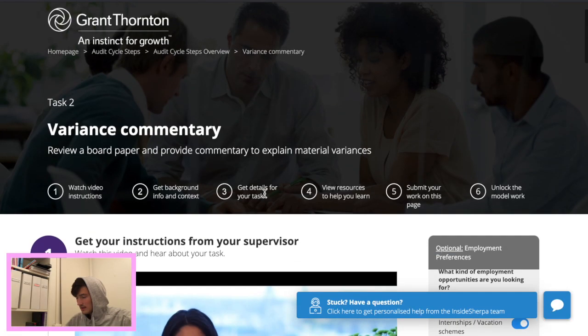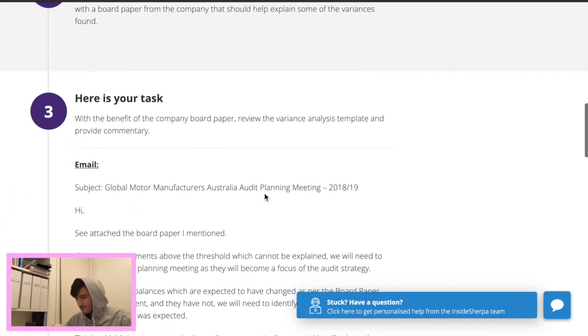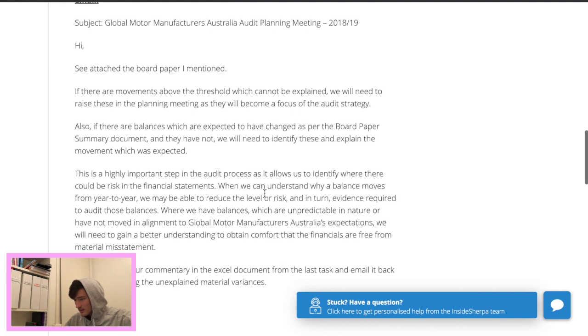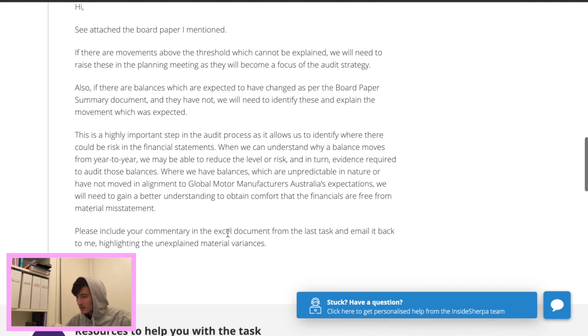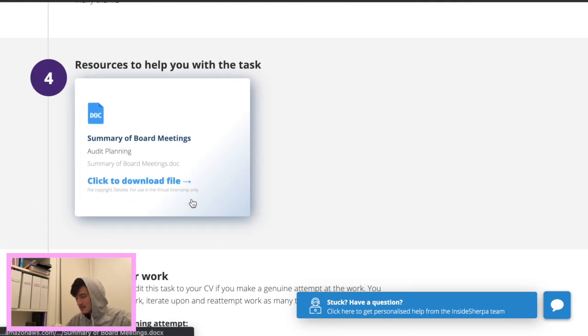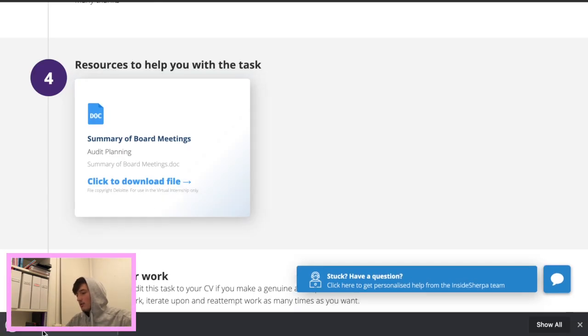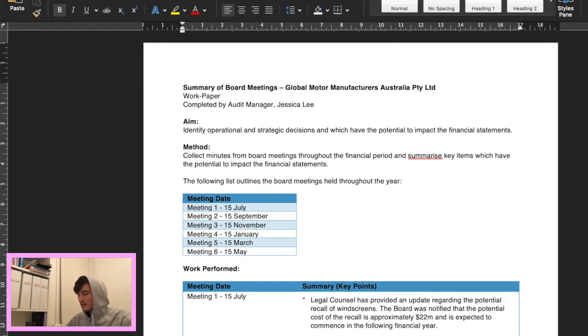So in part number 2, let's see what they tell us. They provide us with a new document, a summary of board meetings that essentially aims to explain all of those thresholds, right? So that's our job here, to see if the numbers make sense.